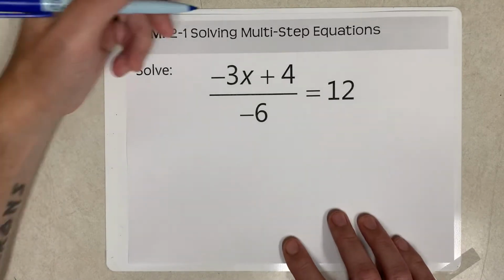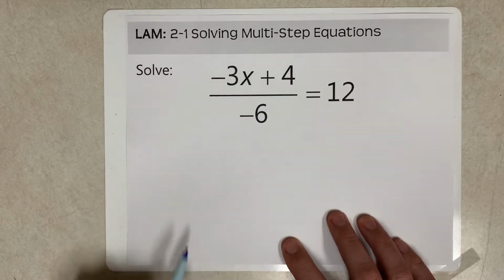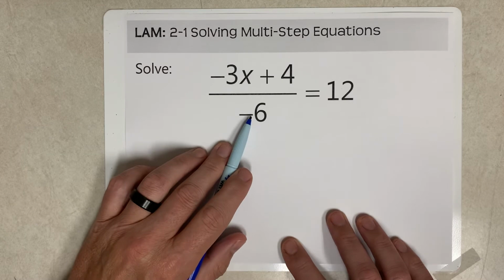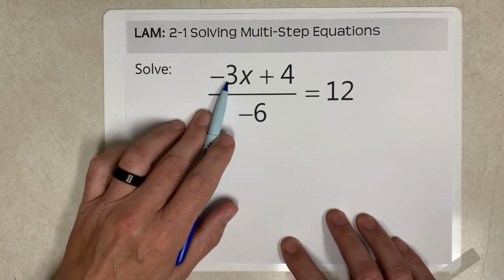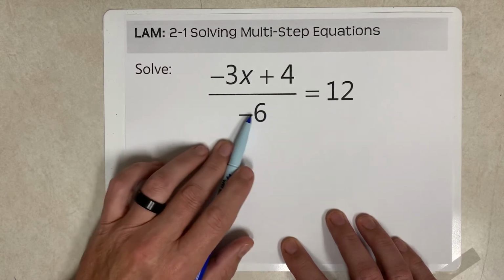All right, so let's take a look now at this one. So now we have one, and it's a lot like the last one, but we need to get rid of that negative 6 first. So when I ask students, what do we get rid of first? The negative 3, the 4, or the negative 6? Many students always say the negative 3, but you can't get rid of that until you get rid of this down here. It's got to go.